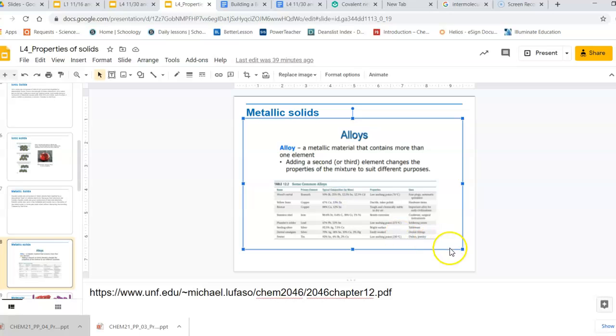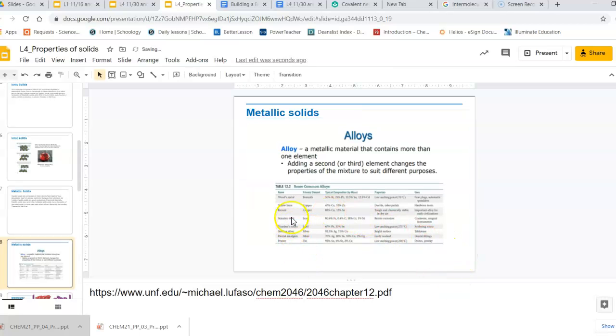And I know this table is very hard to see, but hopefully you can see some of them. These are things that you may or may not have encountered. For example, brass is an alloy, a mixture of different metals. Bronze is another type of alloy, a combination of tin and copper. You also have stainless steel. So there are a lot of different substances that are a combination of different metals.